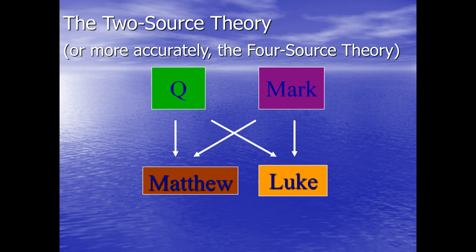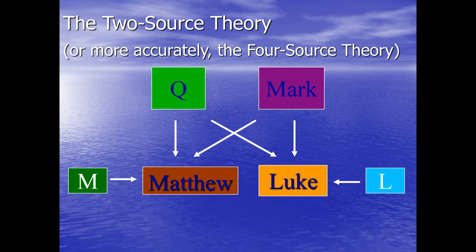So the idea is that Matthew has this Q source. He has Mark in front of him. And he gets this idea, I really like Mark, but I'm going to add in this material from Q, and I have some special material, things that aren't in Mark, written or oral sources, and I'm going to put that in my gospel. So that's how Matthew writes his gospel.